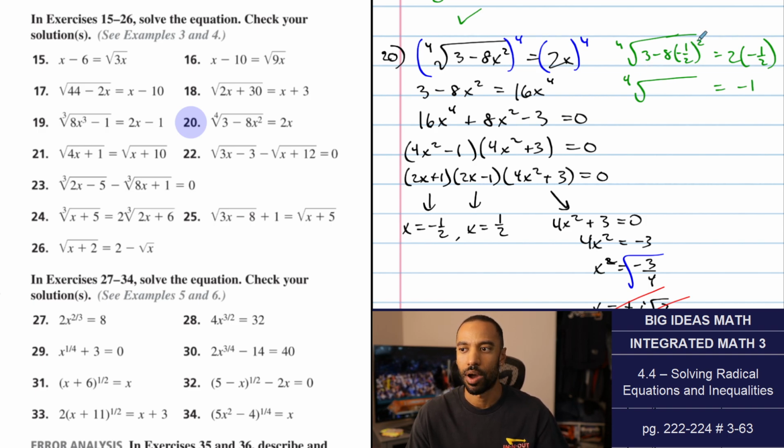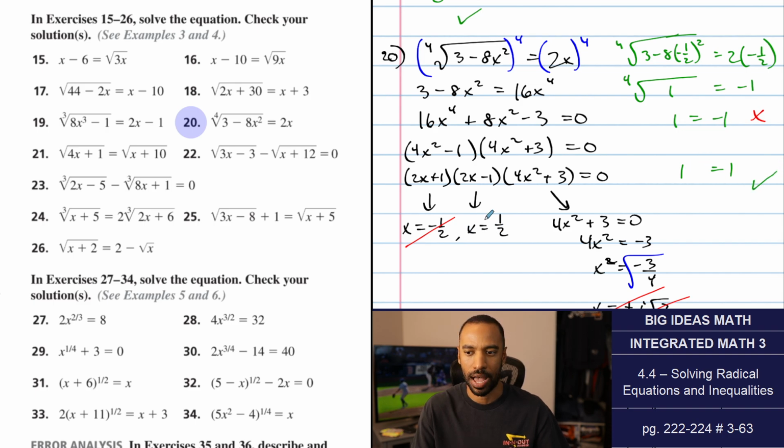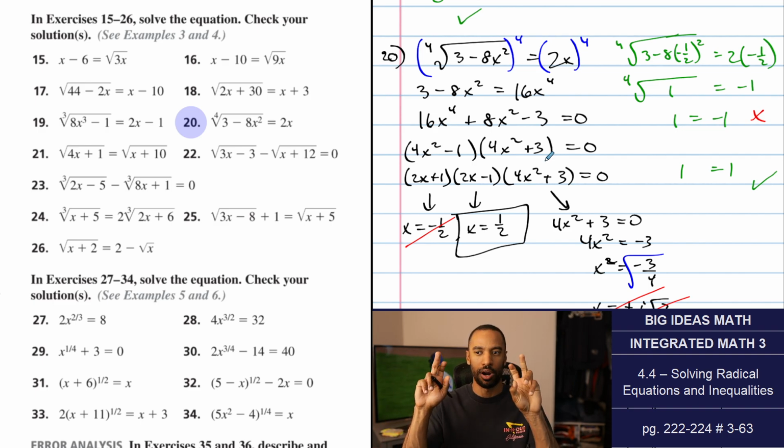Let's start this. Negative 1/2 squared is positive 1/4. Negative 8 times 1/4 is negative 2. 3 minus 2 is 1. Fourth root of 1 gets you that. So 1 equals negative 1. That's no good. So negative 1/2 doesn't work. Let's try positive 1/2. Fourth root of 3 minus 8 times 1/2 squared equals 2 times 1/2. So on this side, we're going to get 1, and the same thing happens. Positive 1/2 squared is 1/4, and the same thing. So here you'll get 1 equals 1, and that one will actually check out. So this solution works, and it's the only solution among the 4 that will work.